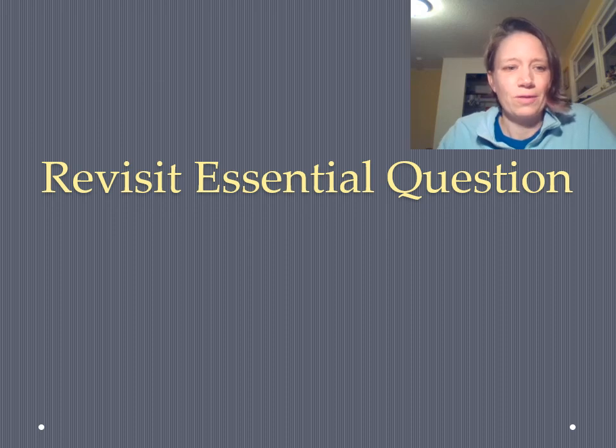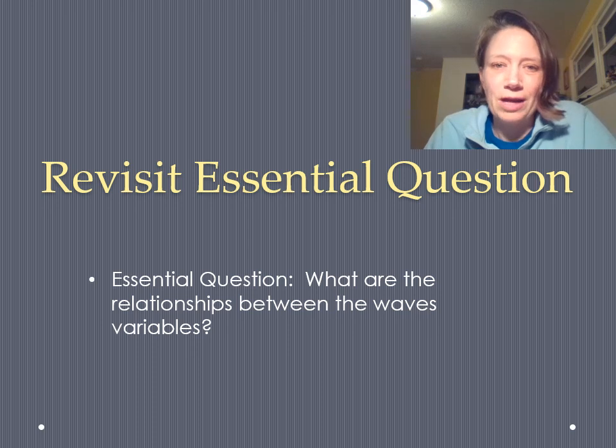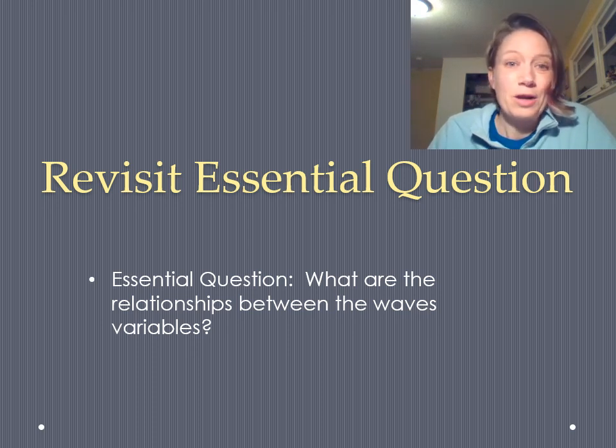Okay, so let's revisit the essential question, which is, what are the relationships between the waves variables? I know this was a little bit of a more mathy thing, but there's also a lot of concepts in there as well for you guys to work on. And this is the last big equation of the year.